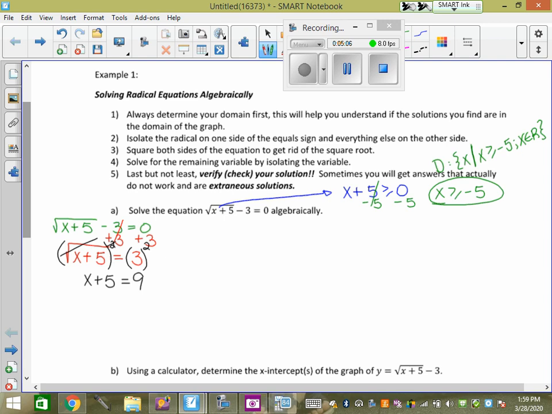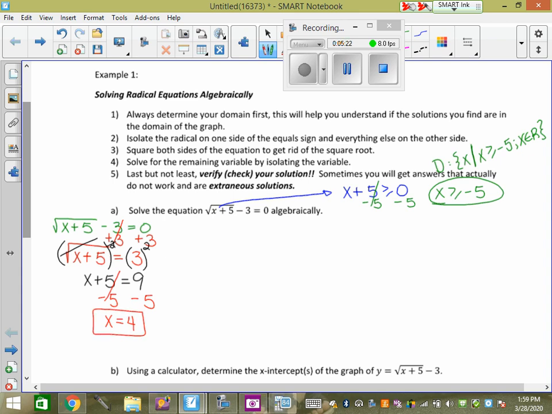Step 3 done. Step 4, solve for the remaining variable by isolating it. So I need to get that x by itself. So I'm going to subtract 5. And now I get x equals 4. Great. I box it. I'm done. I'm never going to do this question again.